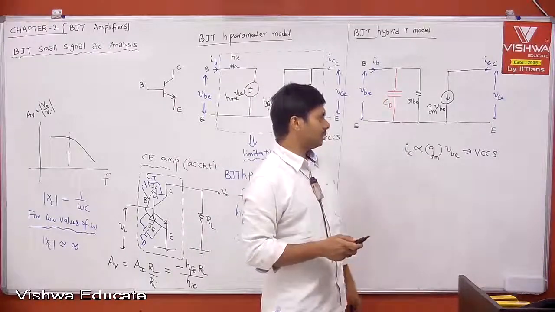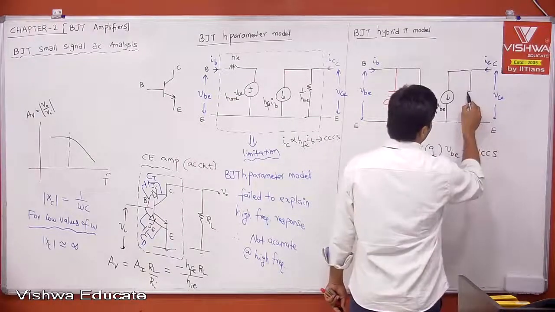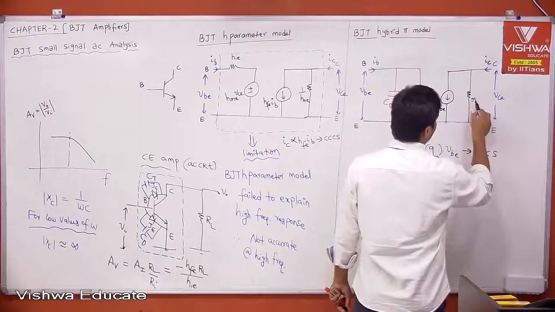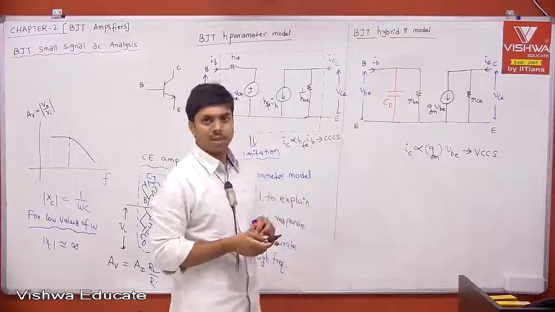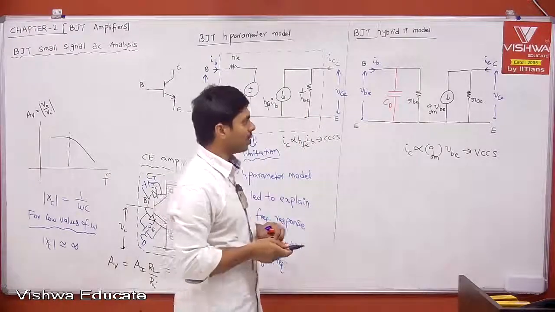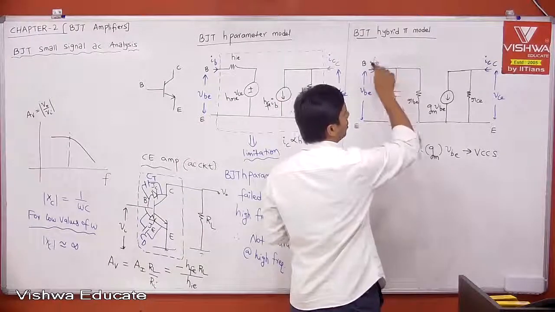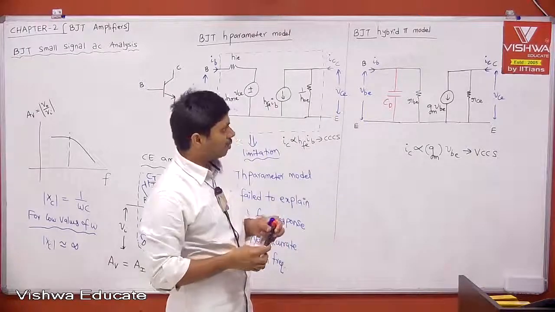Therefore, IC is equal to GM into VBE, but we have base width modulation. Because of base width modulation, we have, let us say, RCE. In the case of the H parameter model, you can correlate it to 1 by HOE. But remember, in the case of base width modulation, we have to have some dependence on IB. Your IB also should be depending on the VCE, right? That also we have to add.